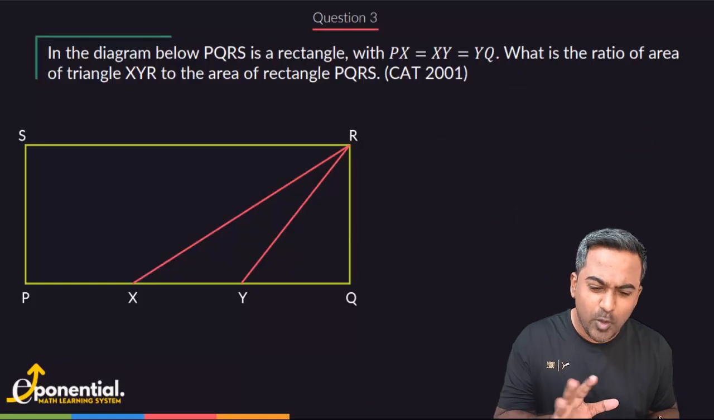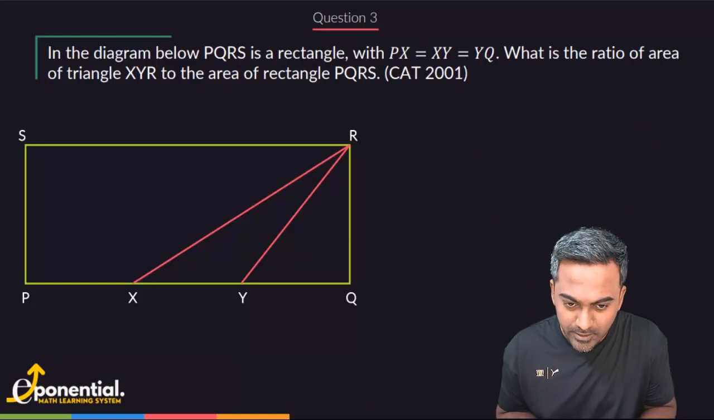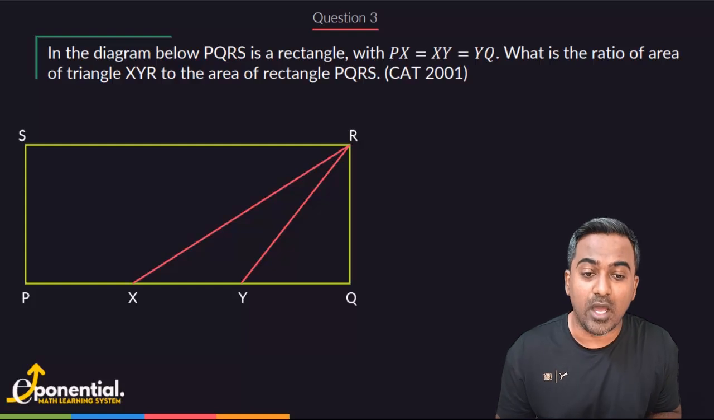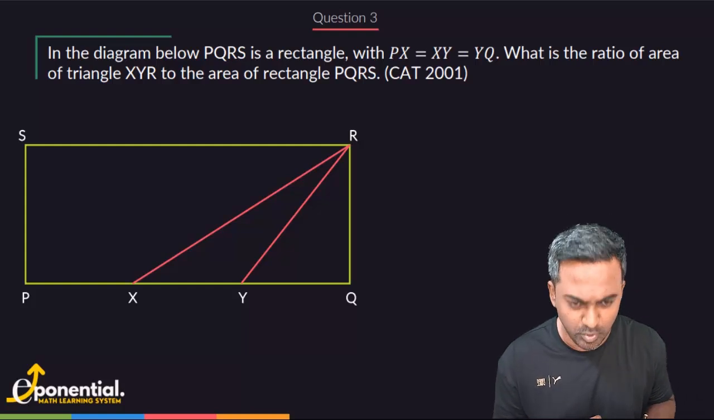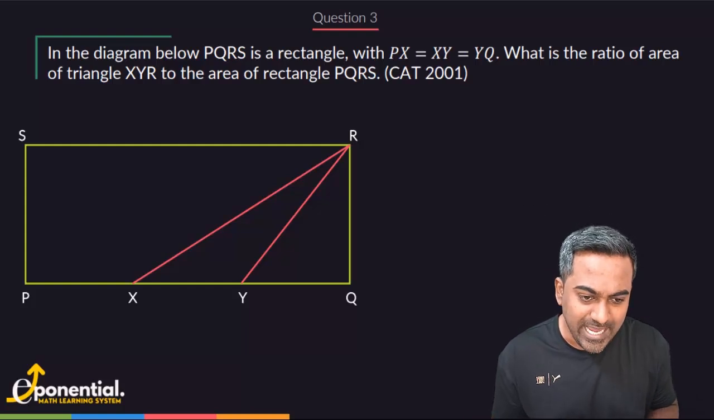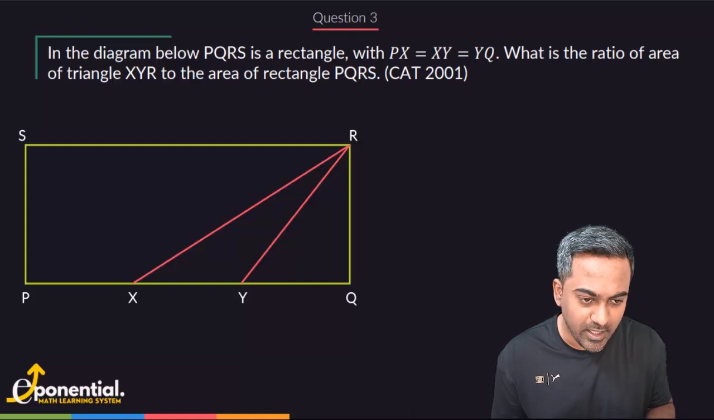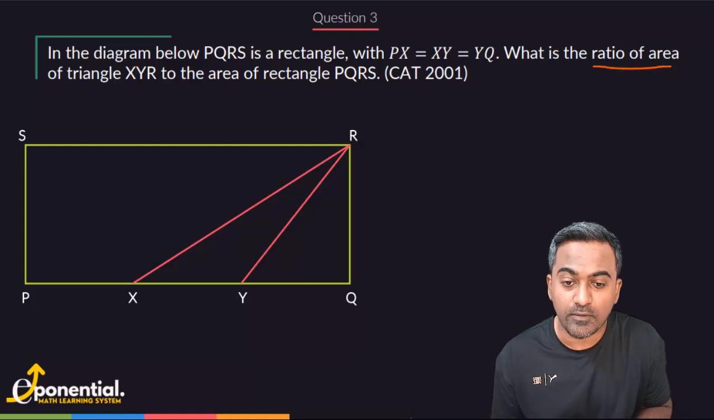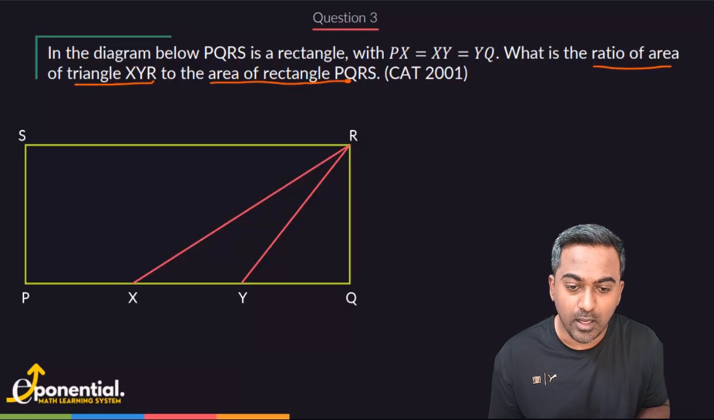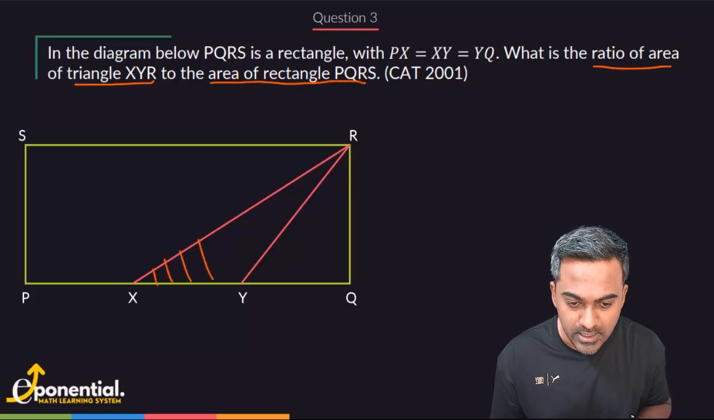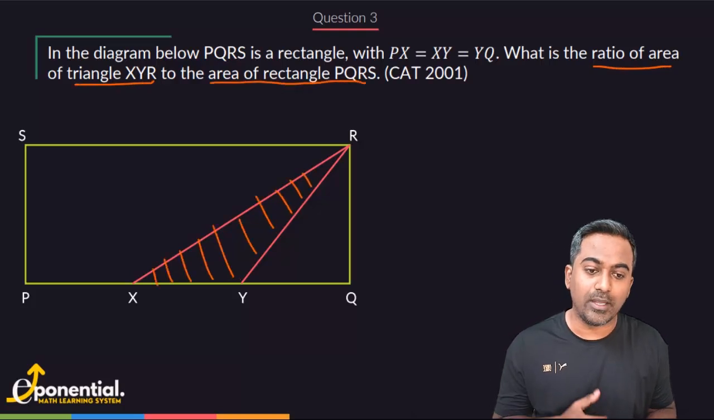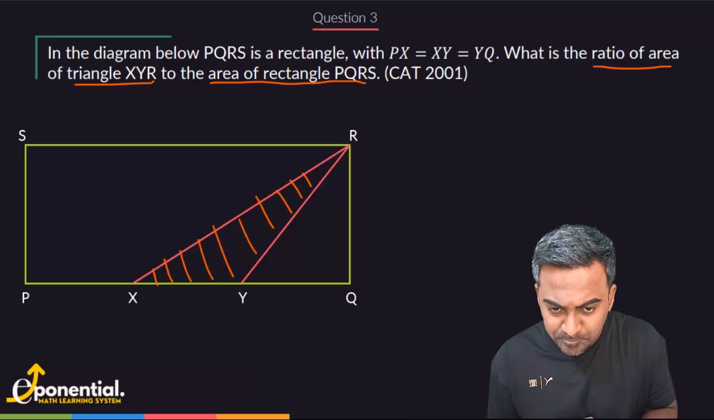Before we start, let's first go ahead and understand the problem here. So in the diagram below, PQRS is a rectangle, all right? So it looks like a rectangle as well. PX equals XY equals YQ. So these parts are the same, and we've been asked to find the ratio of the area of triangle XYR. So this is the triangle that we're looking at to the area of the rectangle PQRS.